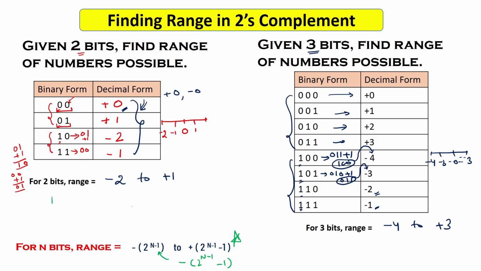Now if you put n equal to 2 in this formula, you will get minus 2 to the power 2 minus 1, and sorry, that minus 1 will not be there, and plus 2 to the power 2 minus 1, minus 1. So 2 to the power 1 is 2, and this will be negative, and this will be 1 lesser. So 2 to the power 1 is 2, minus 1, so it will be positive 1. So we got the same thing. That means the formula seems to be correct. Same for n bits, you will be getting this much only.